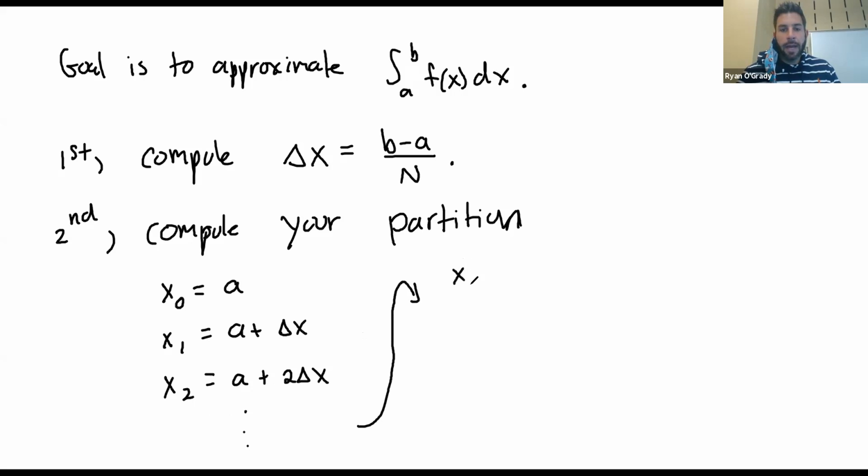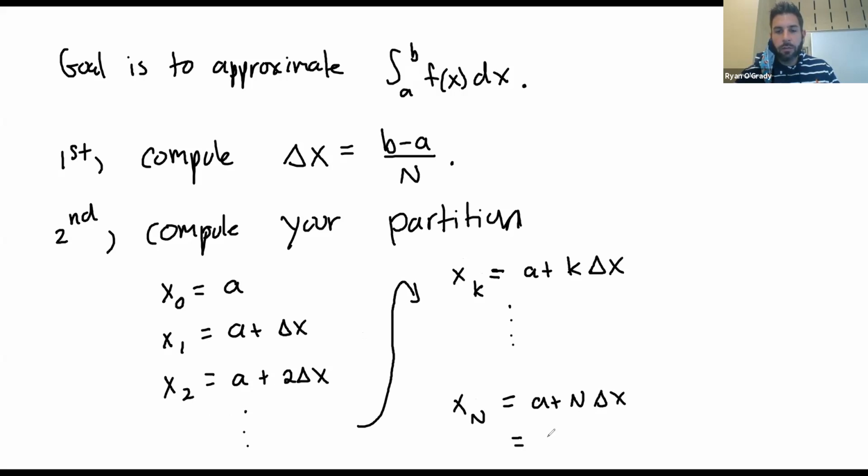The general pattern is that x sub k is a plus k times delta x. And then that goes down until you get to the last guy, which is x sub n. And x sub n turns out to just be a plus n times delta x. But that always simplifies to just b.